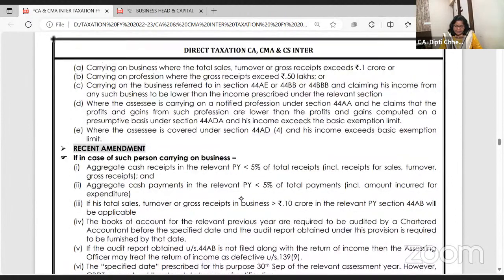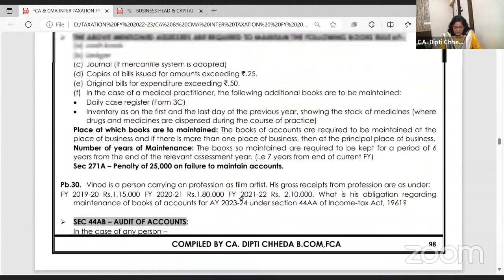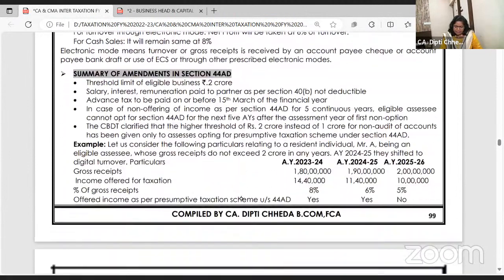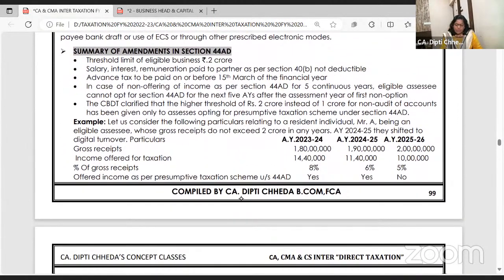44 AD it is here. This is an optional scheme, 44 AD. Threshold limit of the turnover is 2 crore. Okay, right. Just 5-10 minutes more and then we will close. If you want, we can do the 44A and AB series tomorrow. Threshold limit for 44 AD, because we have already solved the problem.